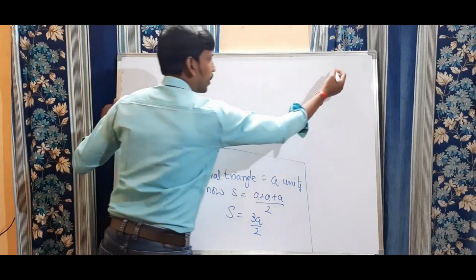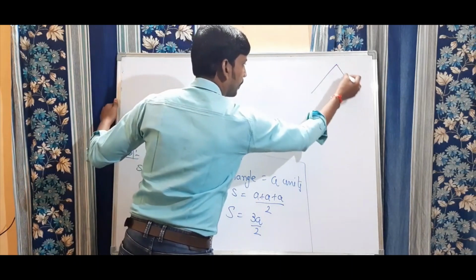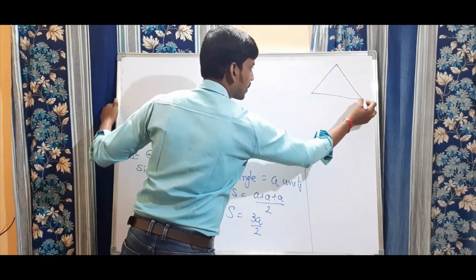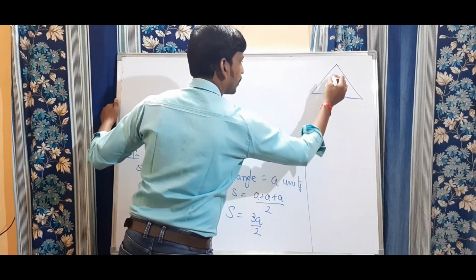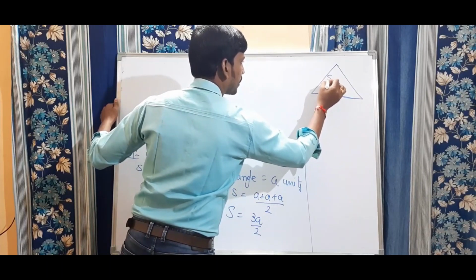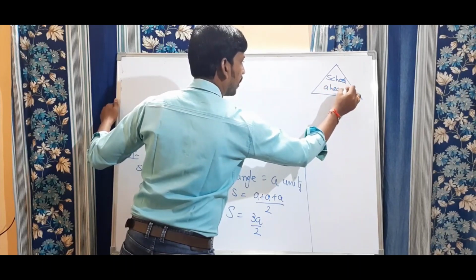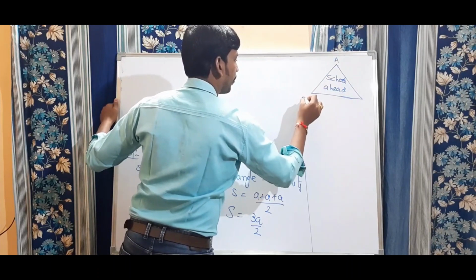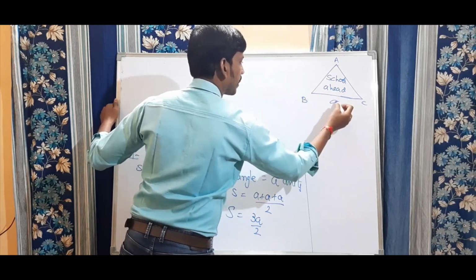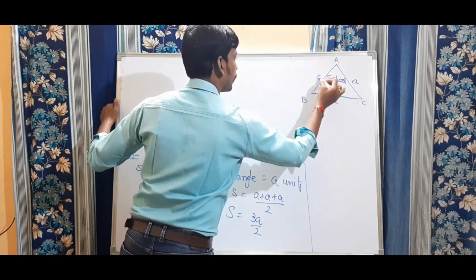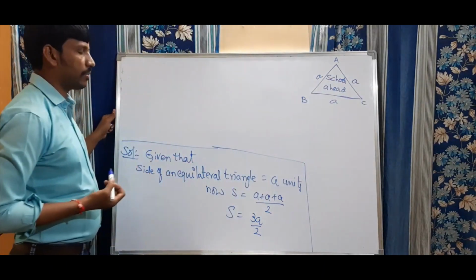Now see this, I am going to draw the diagram here. That is a signal board. They have written "School Ahead" here. That is school ahead. Clear? Let us take the sides A, B, C. This is A, this is A, this is also A units. Is this clear, my dear?